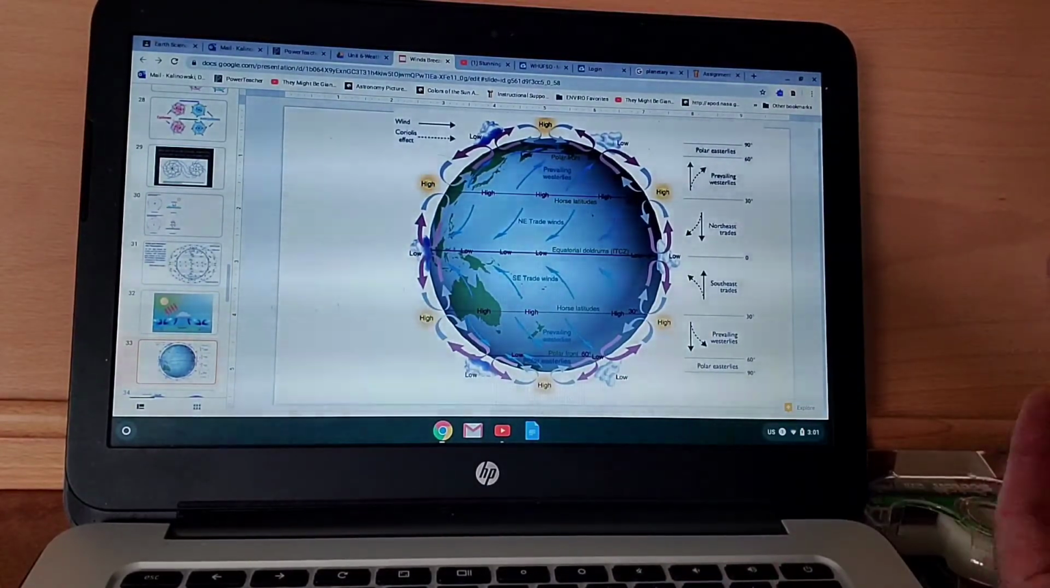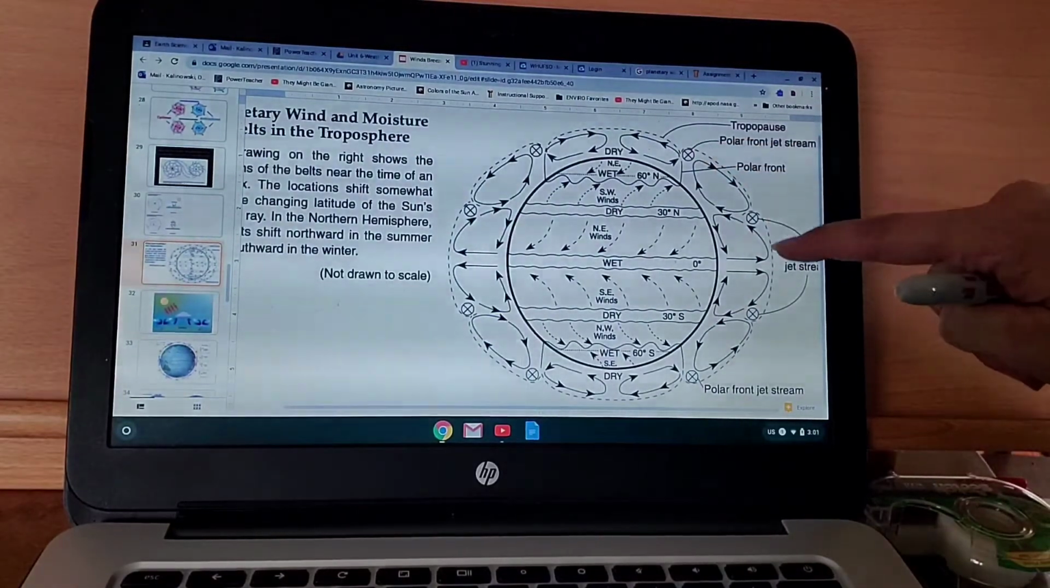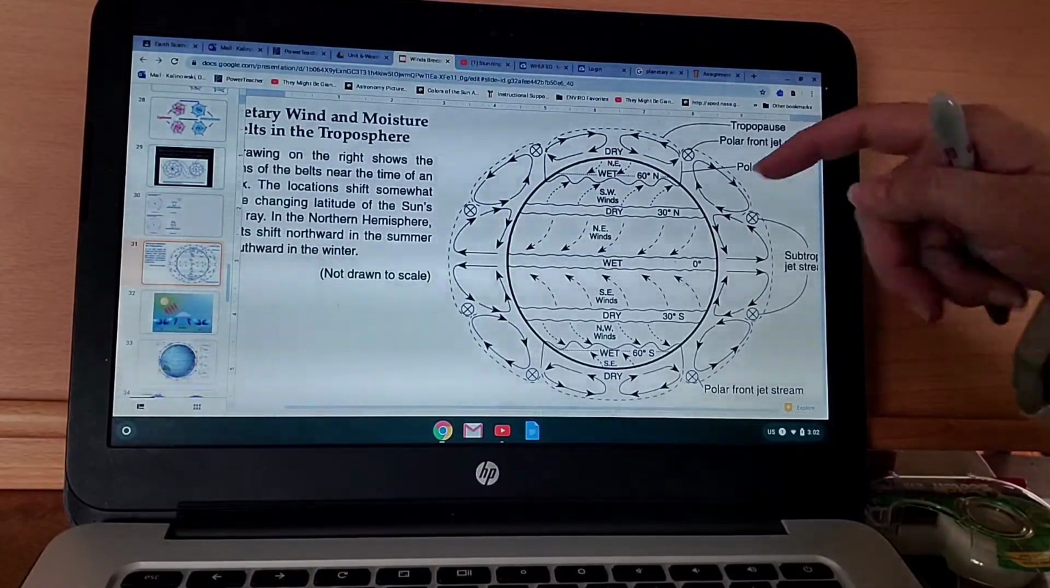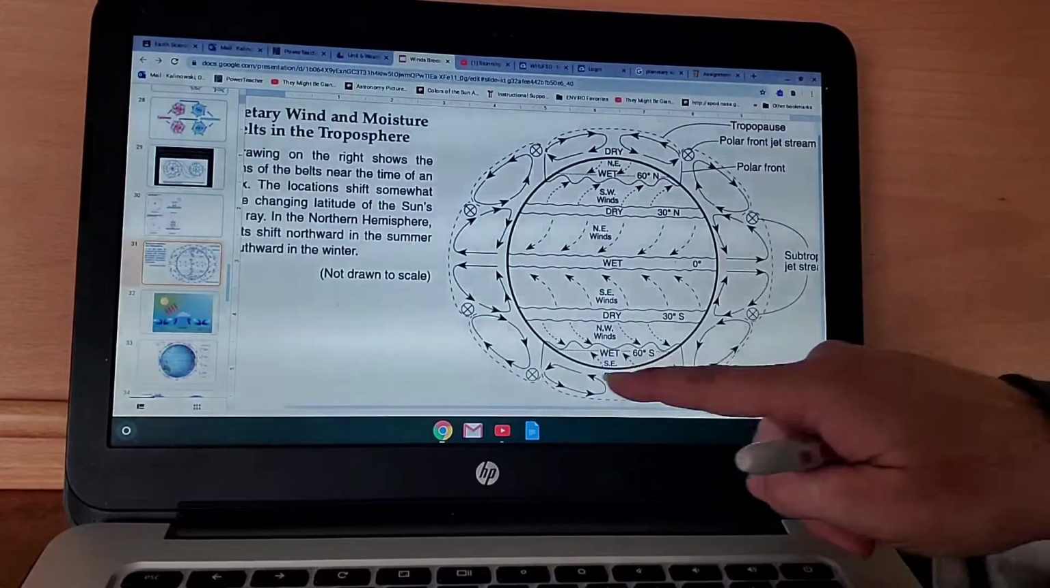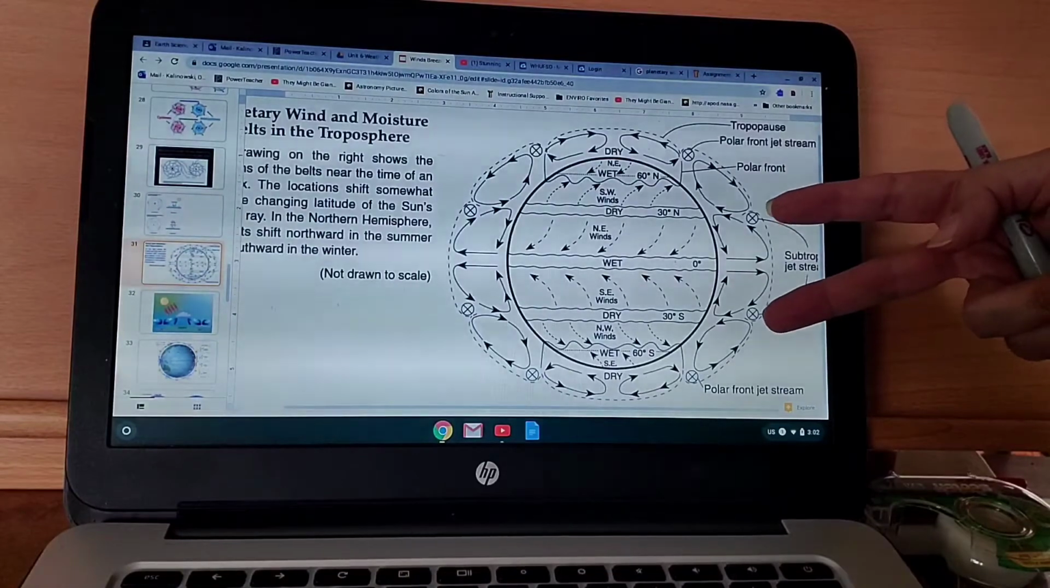All right? I just want to show you one other thing. See these little circles with X's? These are called jet streams. These are where the world's real powerful wind changes occur. Okay? The polar jet stream, this is basically the edge of the polar air. Same thing here, polar jet stream. And these are the tropical, subtropical jet streams.